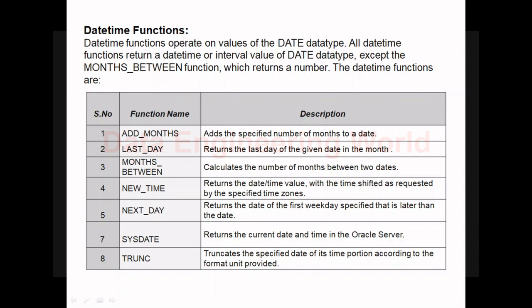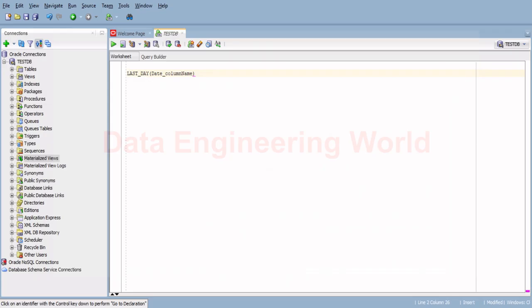Next function is the last day function, which returns the last day of a specified date. So let's look at the syntax of last day, which takes only one parameter as an input, which is nothing but a date column or a value of date data type. Let's look at some examples of the last day date function.